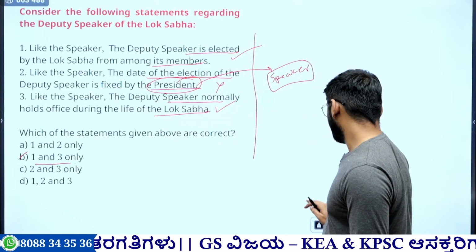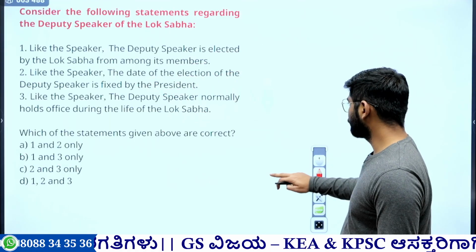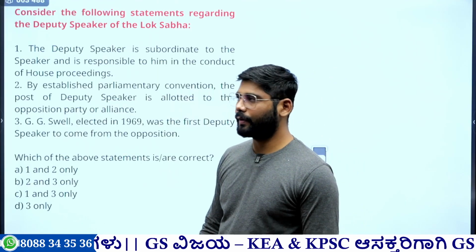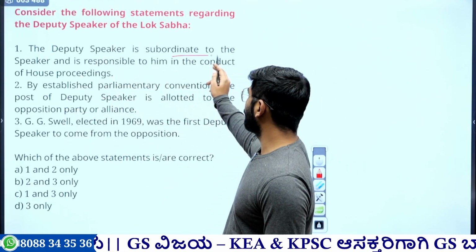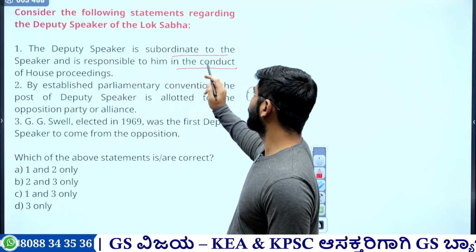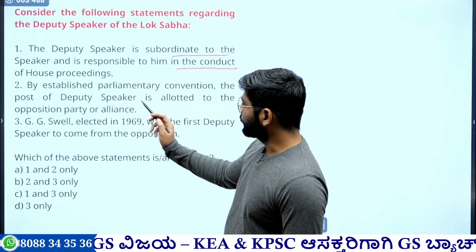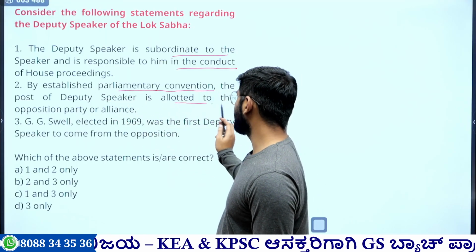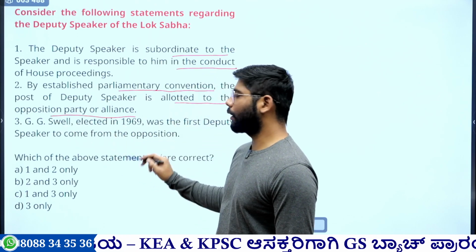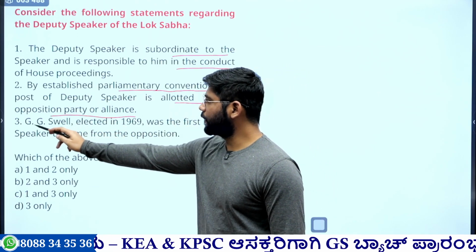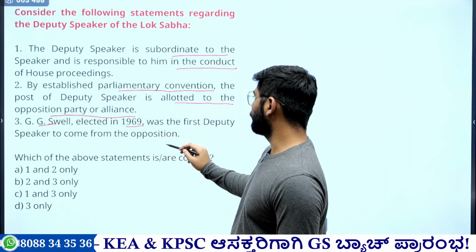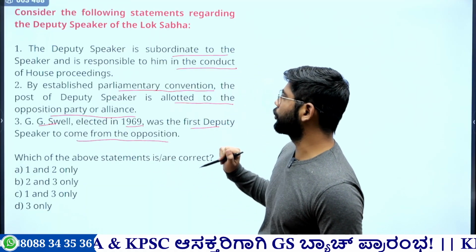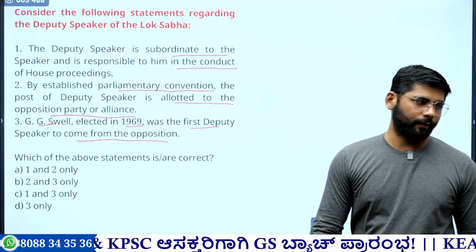Next question. Again, it is about some conventions related to the Deputy Speaker. First statement, the Deputy Speaker is subordinate to the Speaker and responsible to him in the conduct of house proceedings. Second, by established parliamentary convention, the post of Deputy Speaker is allotted to the opposition party or alliance. Third statement, G.G. Swell, elected in 1969, was the first Deputy Speaker to come from the opposition. Let me know which one is correct here.